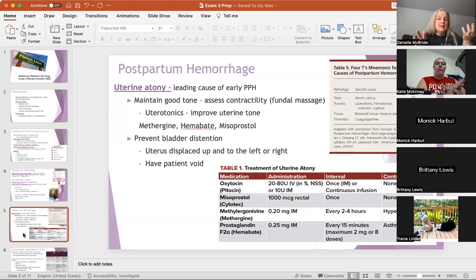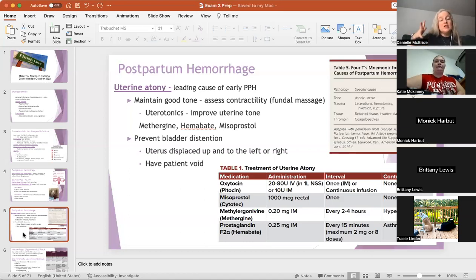If you say atonic, what's something else that has an A in front of it? A means the absence, like it doesn't have it. Asymmetric. Okay. The A on this means absence. It doesn't have it. And then the rest of the word is the word tone. So uterine atony is the absence of tone, which just means the muscle's not contracting.